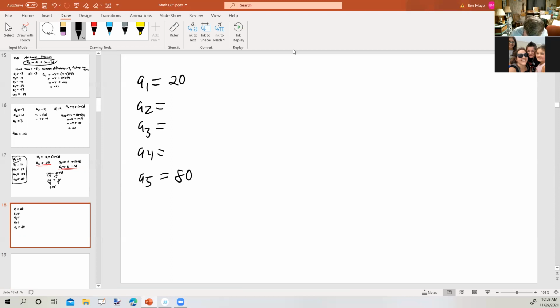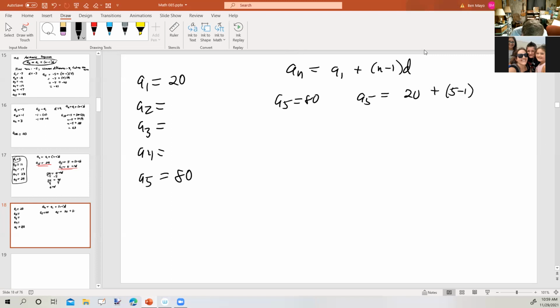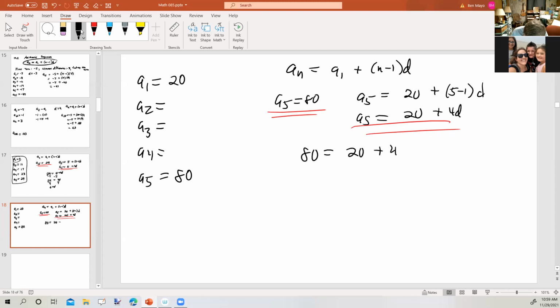Okay. So again, we're going to use this formula. We know that a sub 5 equals 80. We also know that a sub 5 equals a sub 1 plus 5 minus 1 times d, which is 20 plus 4d. So a sub 5 equals 80, and a sub 5 equals 20 plus 4d. So 80 equals 20 plus 4d. Subtract 20. 60 equals 4d. Divide by 4. d equals 15.